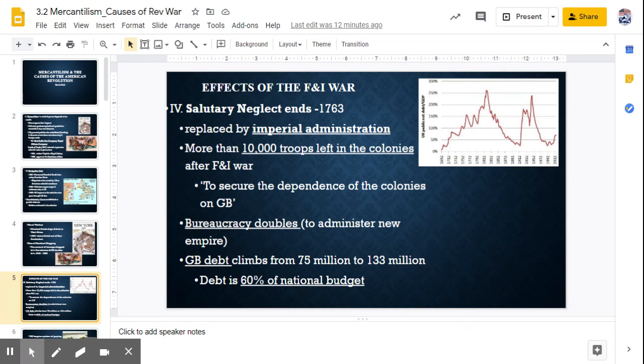So let's take it back to where we are in terms of the end of the French and Indian War. In 1763, salutary neglect officially ends. One of the effects of the French and Indian War is that Great Britain incurs 75 million pounds of debt, which very quickly will continue to grow and grow and grow.